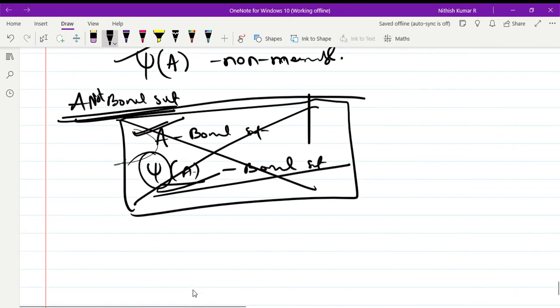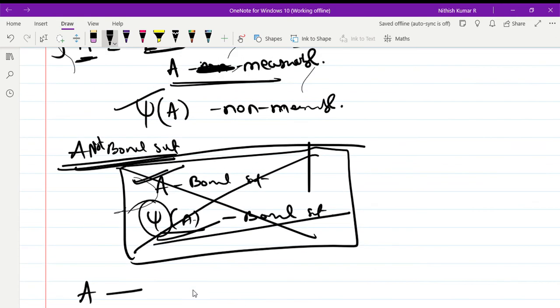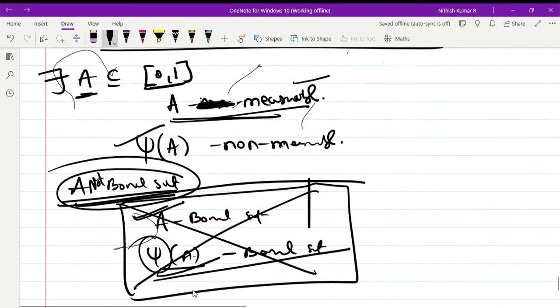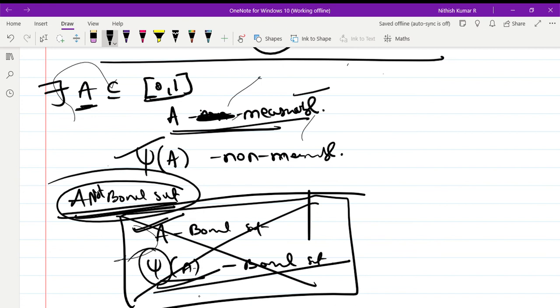Thus we got that if a set is measurable, then it need not be a Borel set. Hence the result. Thank you.